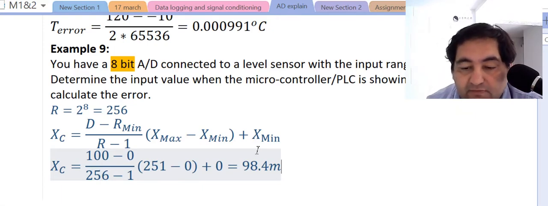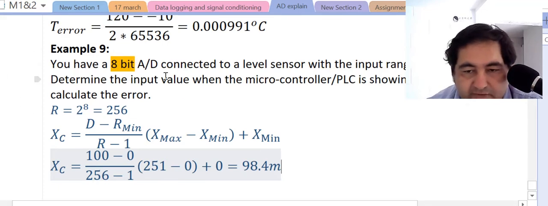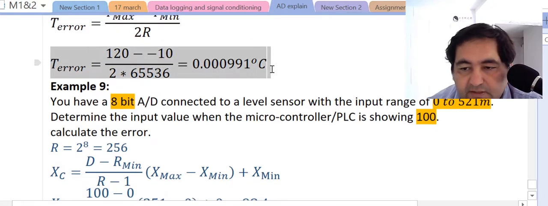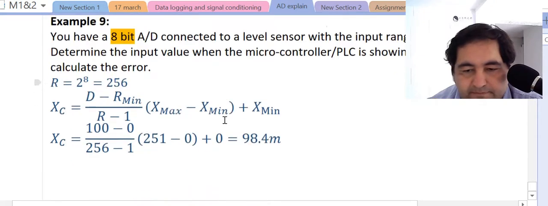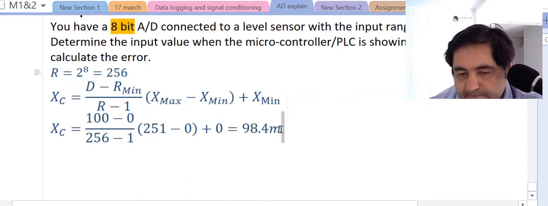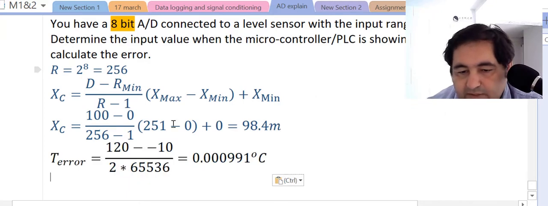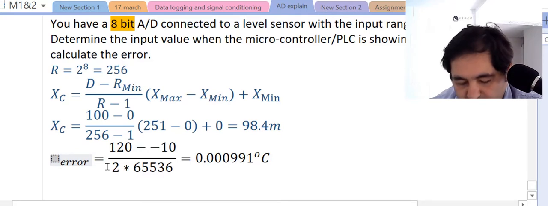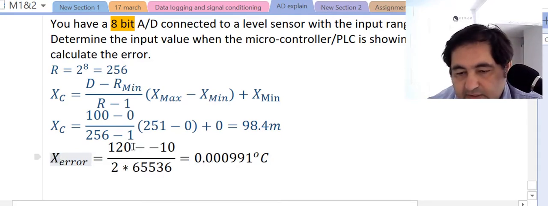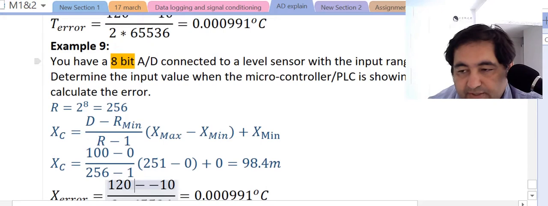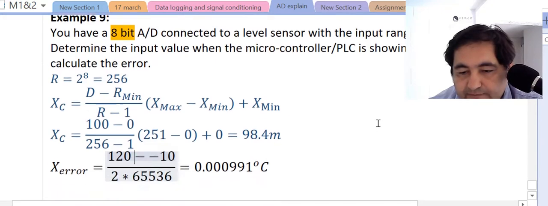Why is it not a very good accuracy? We will see that it's because the number of bits is just 8 bits. It's obviously not a very good converter. Let's have a look. So here this formula was for T error. And now I am not having T, I am having X error. So X error equals, what is the value that I have? Well, we said the range that we have is 251 to 0.